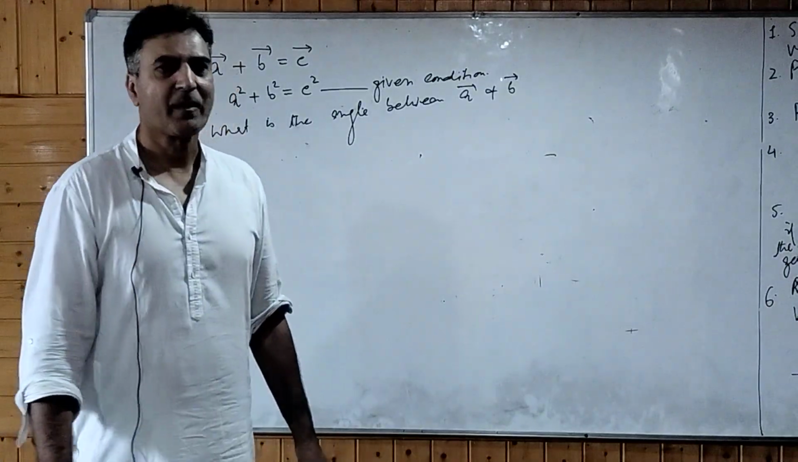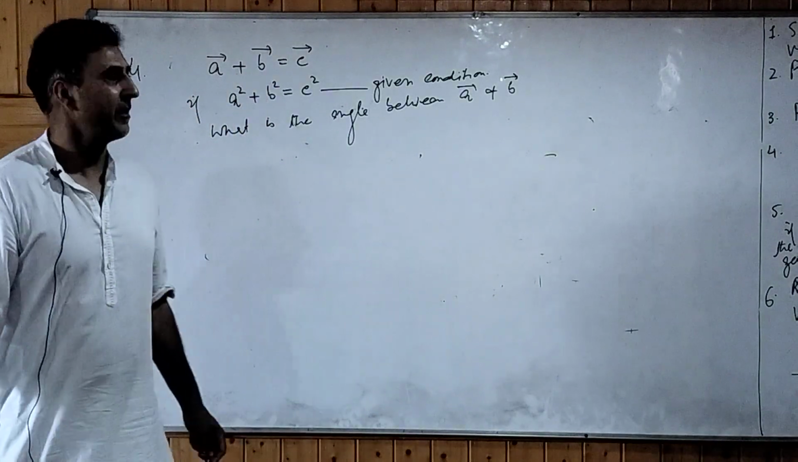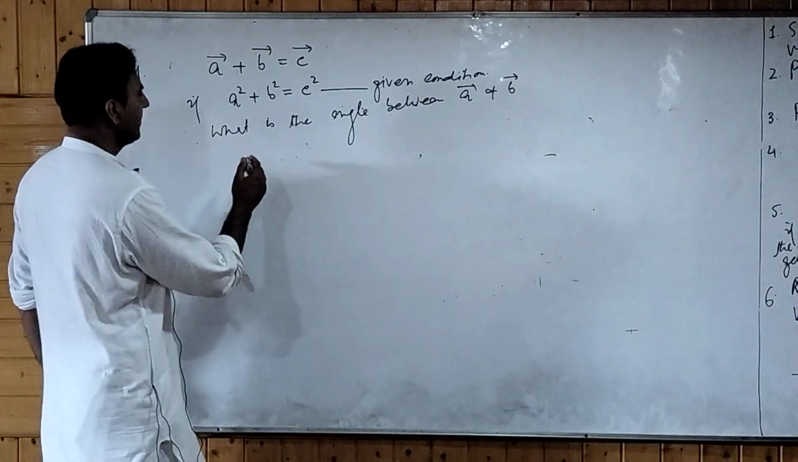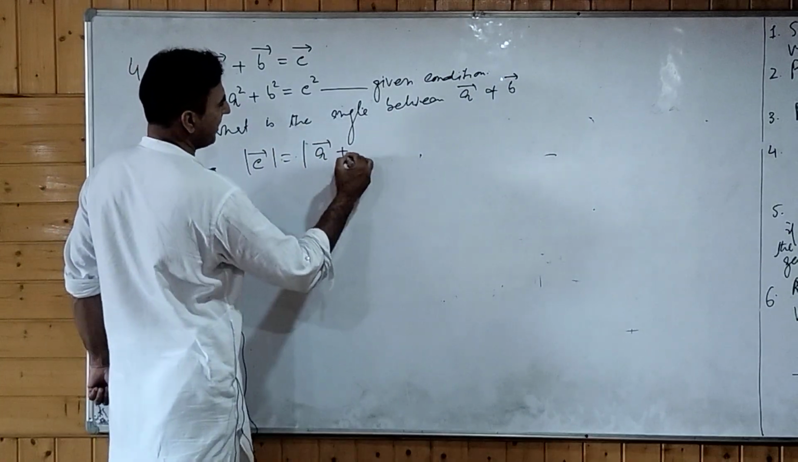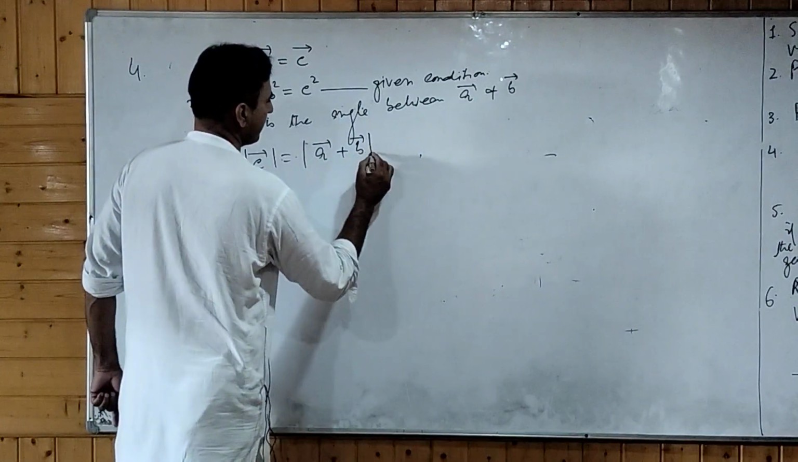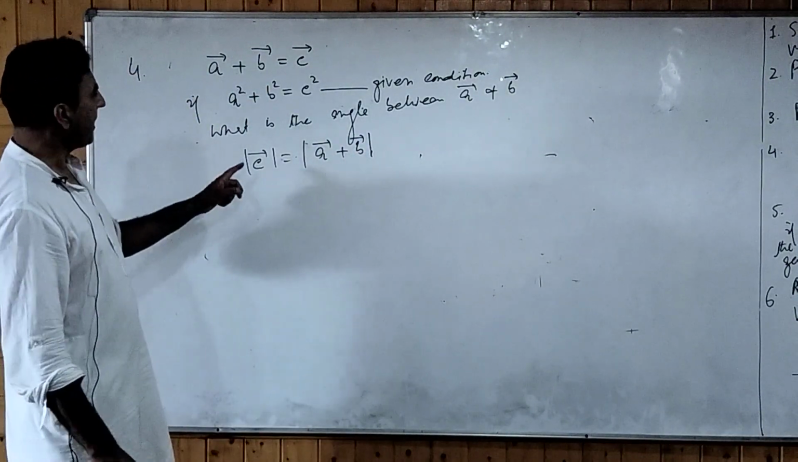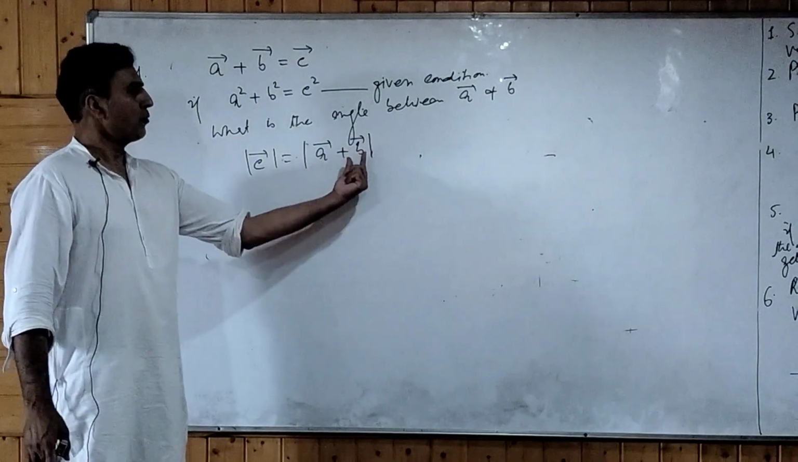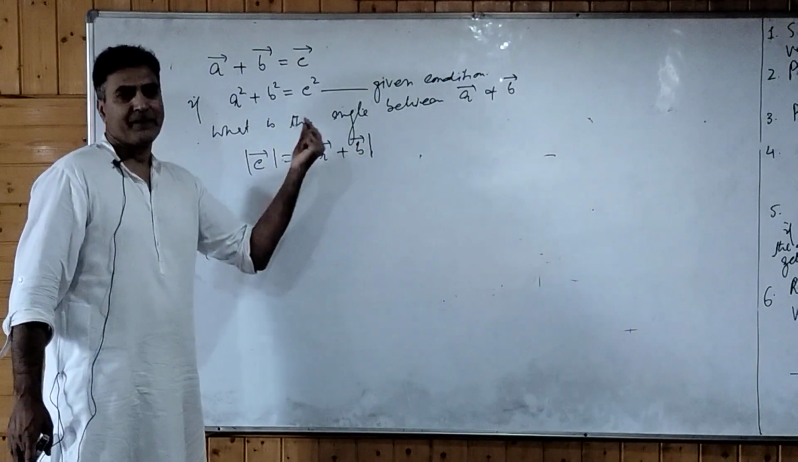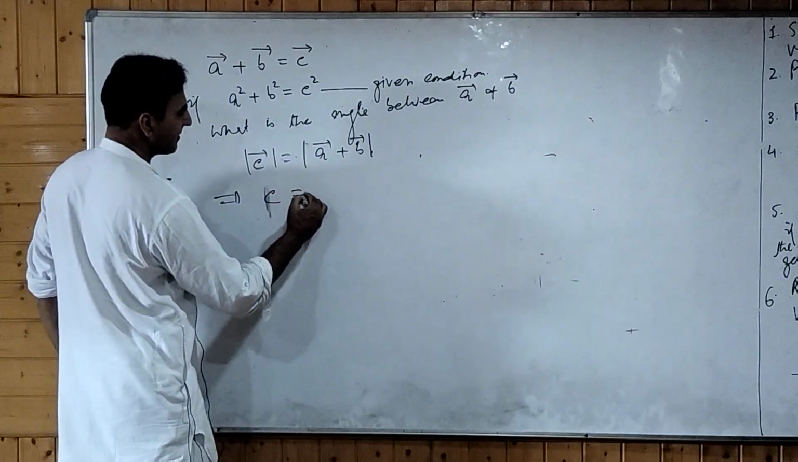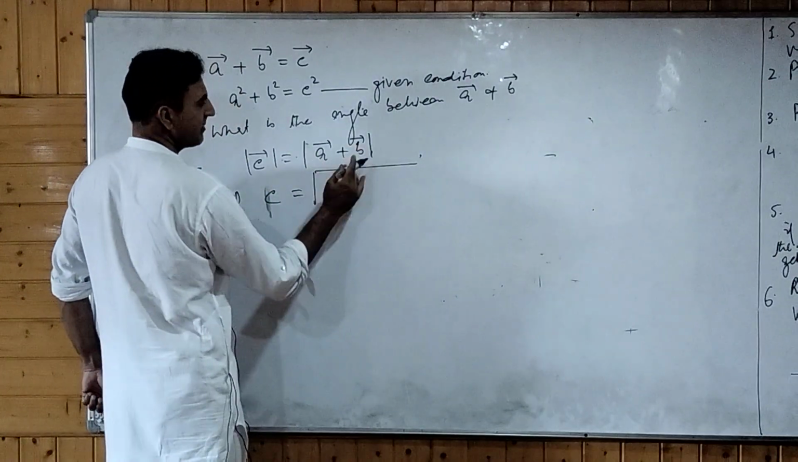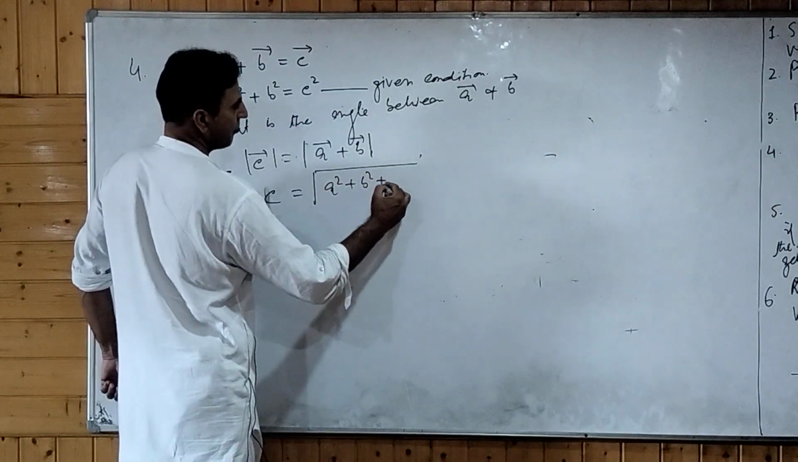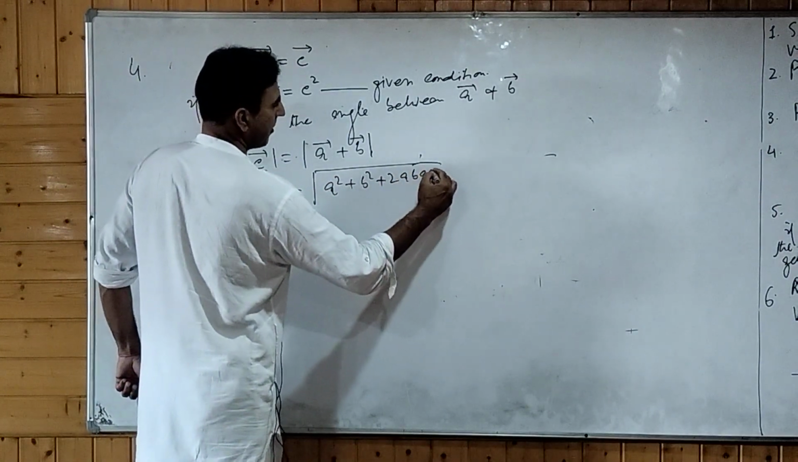So how to proceed solving this question? The procedure is very simple. First of all, what is the magnitude C? That is the magnitude of A plus B together. This is the correct way of writing things. Not that magnitude C is magnitude A plus magnitude B separately. No. Magnitude of A plus B. If you proceed ahead, that is magnitude C, or you can write it simply C like this. It will be root of A square plus B square plus 2AB cos of theta.